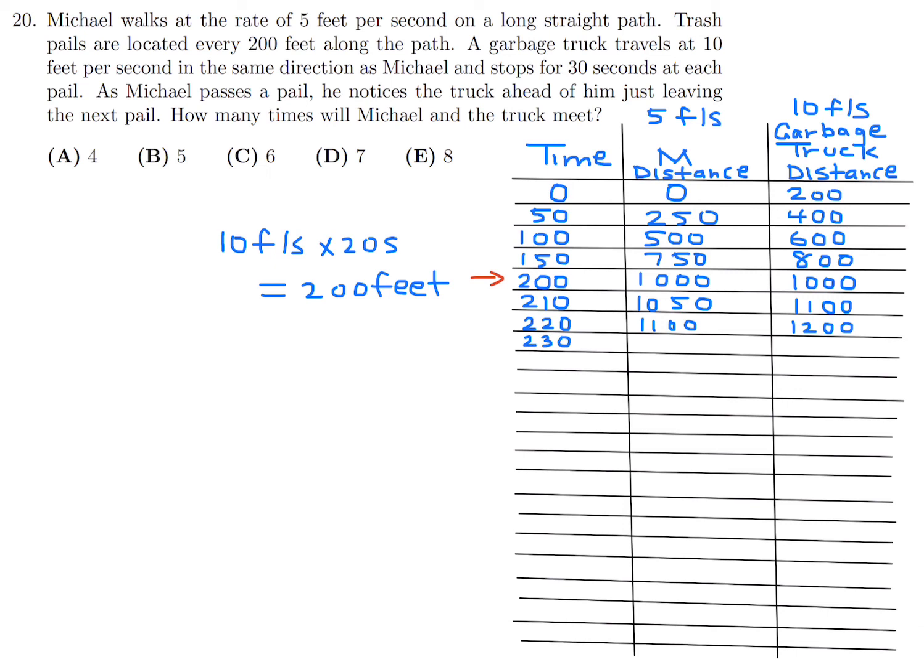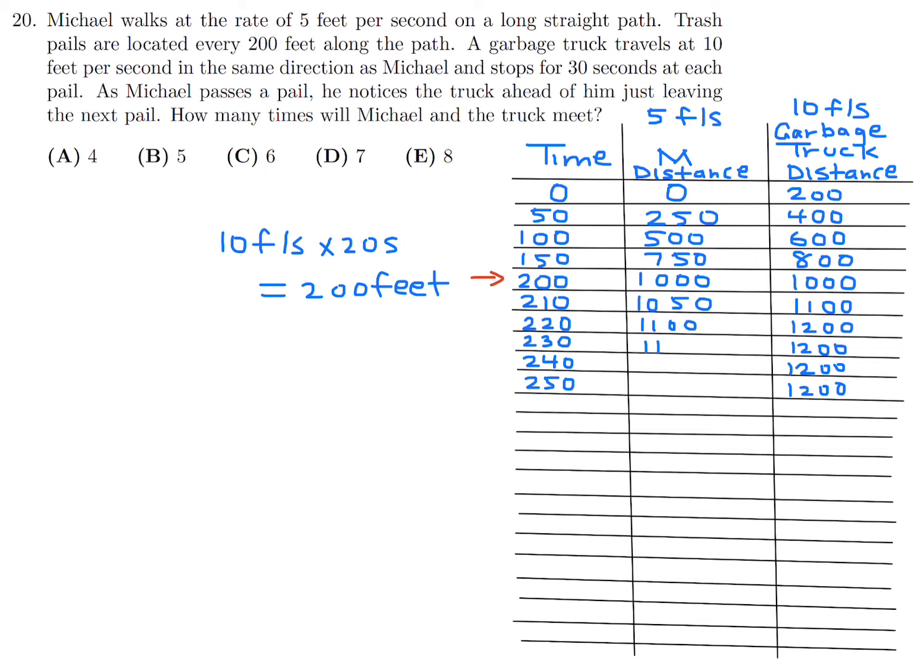Now, for the next 30 seconds, 230, 240, and 250, the garbage truck does not move, right? Remember, it stops for 30 seconds. So the garbage truck will remain at 1200 like that for the next 30 seconds. Okay, that's an important part of the question.